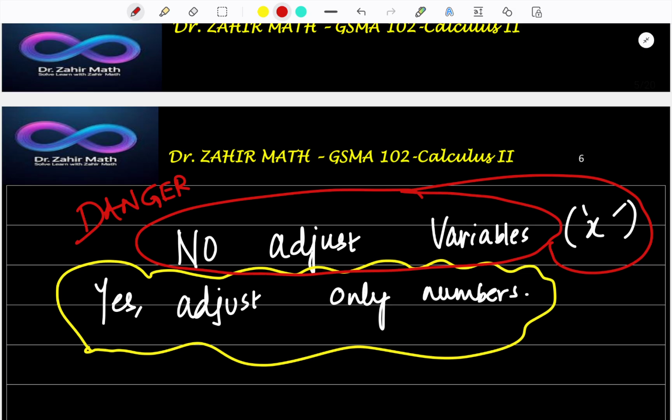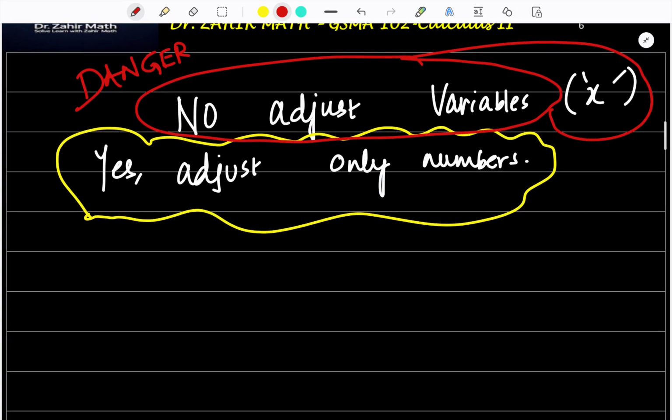So adjust in the sense what? Multiply and divide. Why multiply and divide? Then only the value is not changed. For example, you put 6 by 6. Value is what? 1. Okay, teacher, x by x, can I adjust?